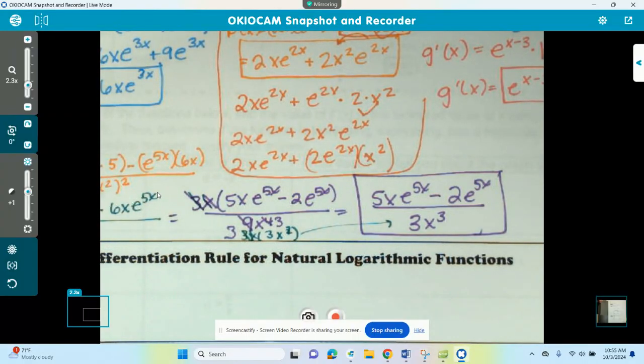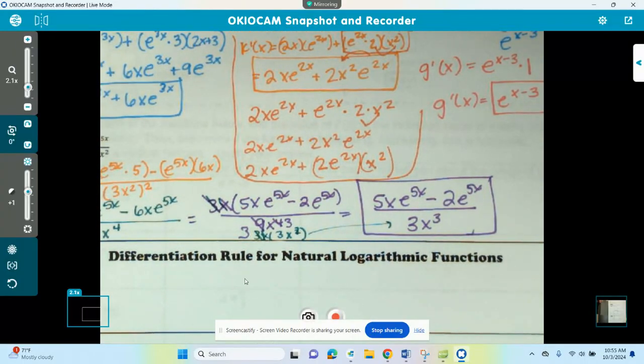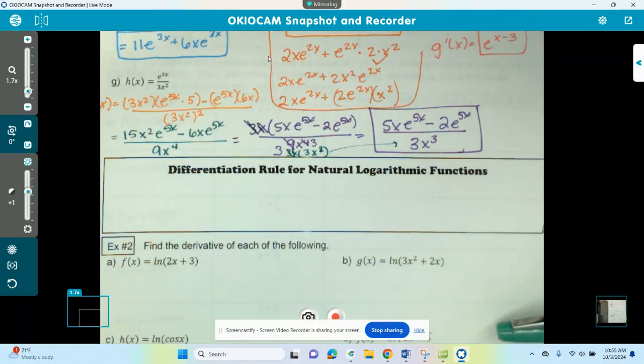All right. Calculator's coming, y'all. Hold tight. Calculator's coming. All right.